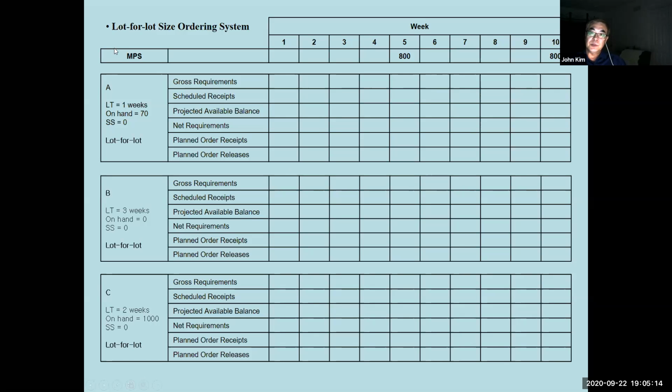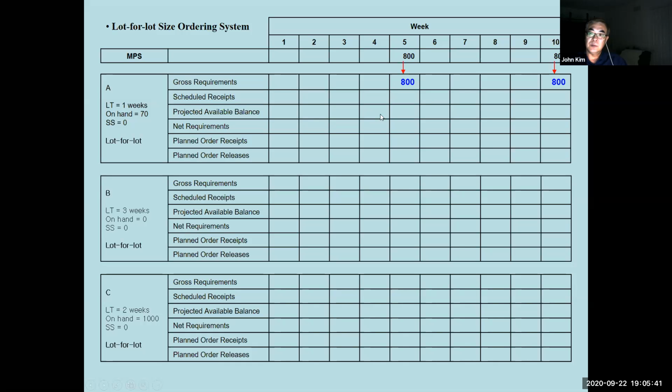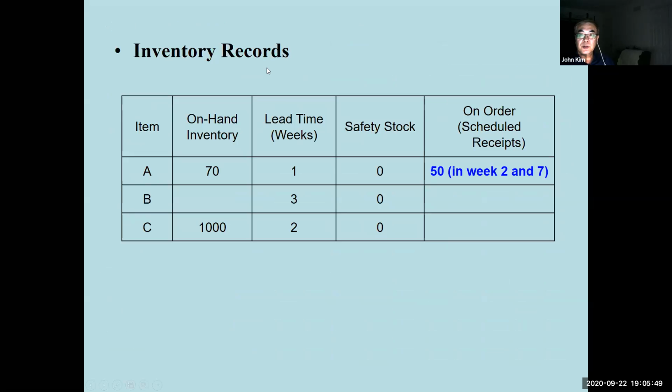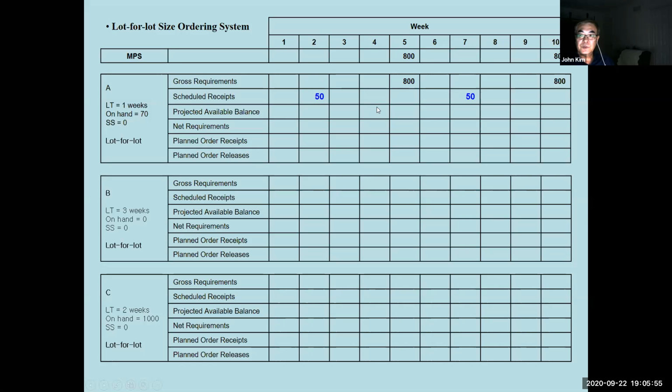And the first example, running an MRP system. If we use lot for lot size ordering system, then the master production schedule, week 5 and week 10, 180, 800, 800. So the final product needs to be produced like this, 800, 800. Then the scheduled receipt based on inventory record is 50 in week 2 and 7. So week 2, week 7.